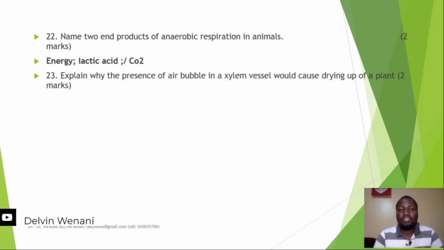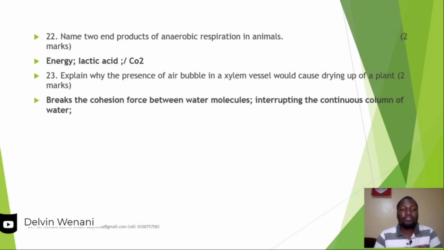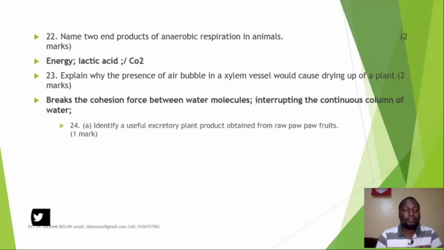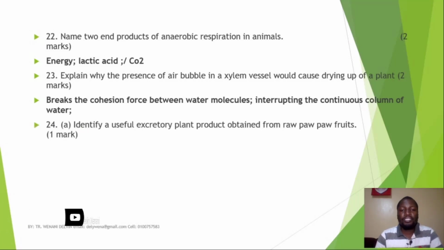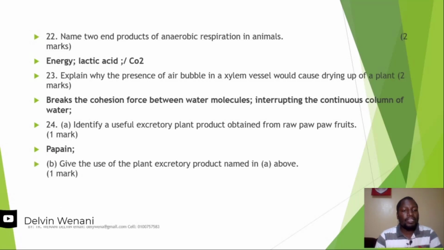Explain why the presence of an air bubble in a xylem vessel will cause drying up of a plant. This is because it breaks the cohesion force between water molecules, interrupting the continuous flow of the water column. Identify a useful excretory plant product obtained from raw pawpaw fruit, that is papain. Give the use of the plant excretory product named in one above: as a meat tenderizer.